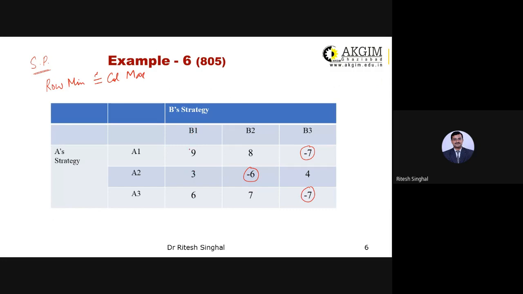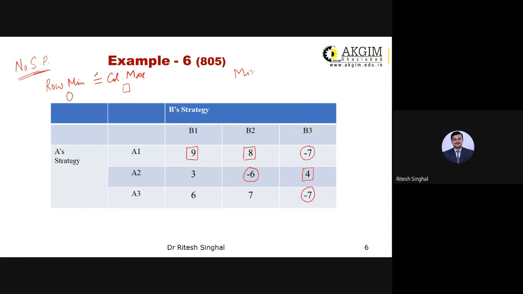Column wise, in the first column, the maximum value is 9. In the second column, the maximum value is 8. In the third column, the maximum value is 4. So I think you may have seen that there is no common point where row minima coincide with column maxima, and you can say there is no saddle point. So this is not a pure strategy game.